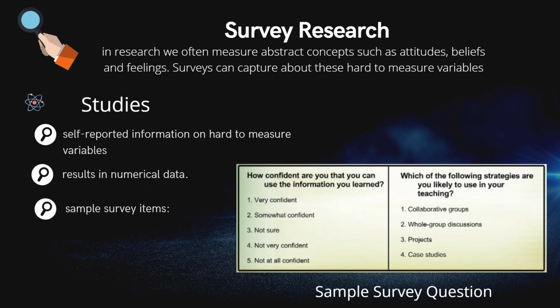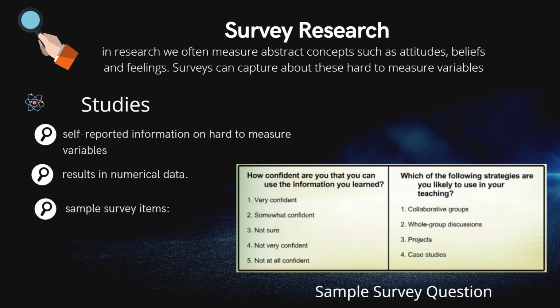So we have sample survey items here, right? For example, you want to measure how confident you are. Confidence is a very abstract idea, but you want to have at least a numerical value as to how confident you are about the information that you have learned. So you can grade 1 for very confident, somewhat confident, or not sure. So you can choose among these numbers here. So if you are not really very confident, you can grade it 5, right?